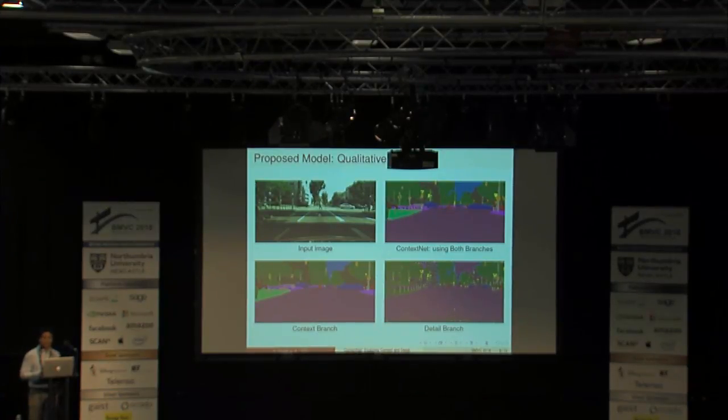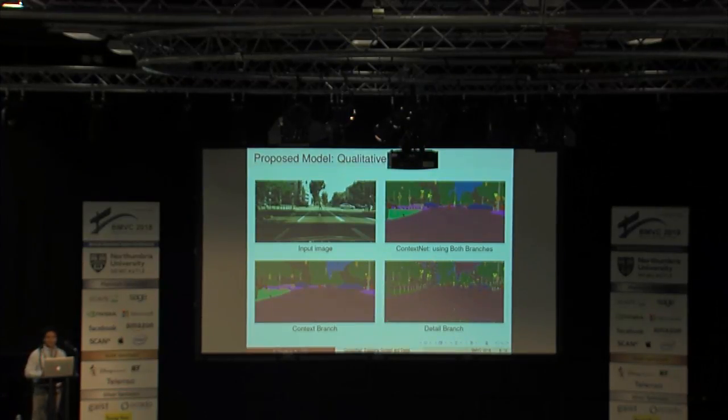Together, in both branches, you get a nice person. Similarly, if you see the sky, because you need to see the larger part, the context branch is doing well, but the detail branch is not doing well. But interestingly, it is capturing the boundary much more accurately than the context branch. Together, you can see we got a better cloud.